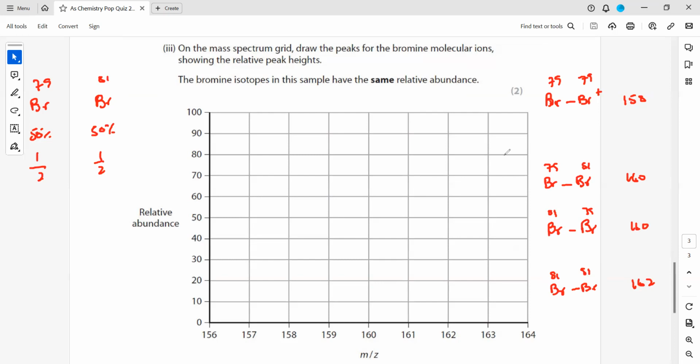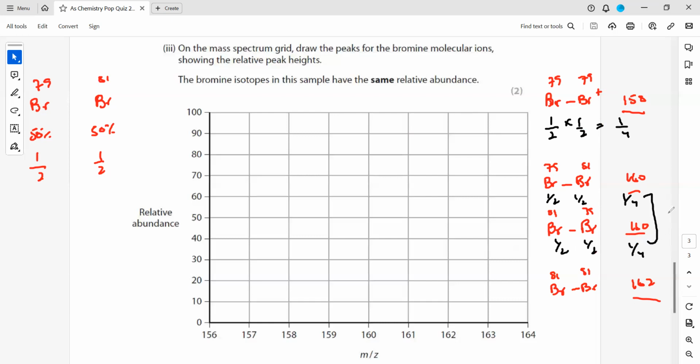So the peaks for the two mixed combinations will be together at 160, because it does not make a difference which combination, both are 160. But how do we know their relative heights? This is 1 by 2, this is also 1 by 2. So we'll get 1 by 4 of the total. This is 1 by 2, this is 1 by 2, so we'll get 1 by 4. And this is 1 by 2, 1 by 2, multiply, we'll get 1 by 4.